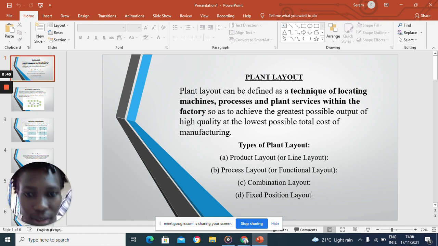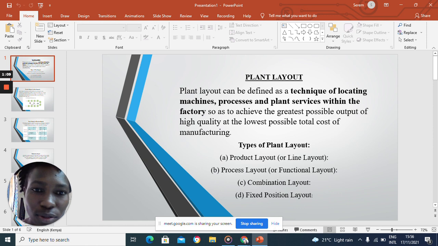Can you see the screen? Okay, thank you. So today we are going to do plant layout. Our lesson today is going to be about the plant layout. It is the introduction unit in the food engineering. And the main objectives of today is to understand what plant layout is, and then we look at the types of the plant layout. That's going to be all for today.